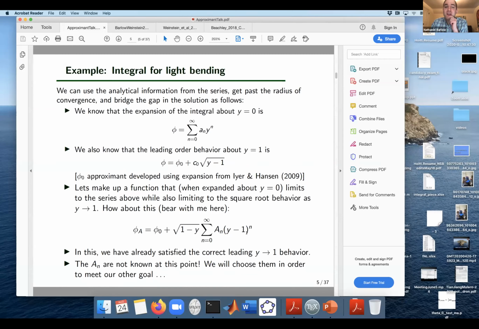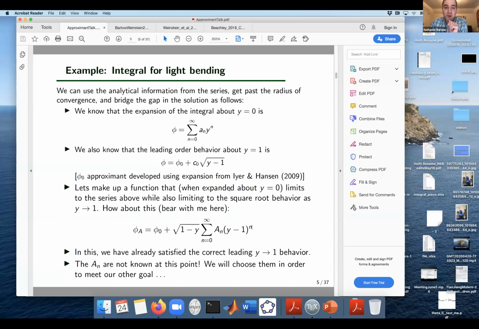Okay, great. So you'll see in a second that it's really important that it be 1 minus y, because we're going to expand this about 0. And so we do not want to have any complex stuff that we want to deal with here.